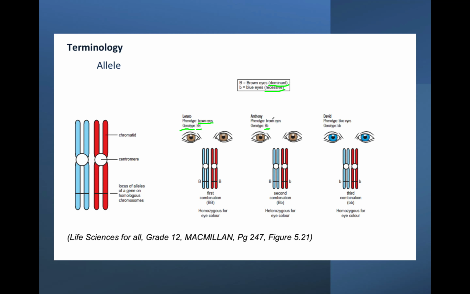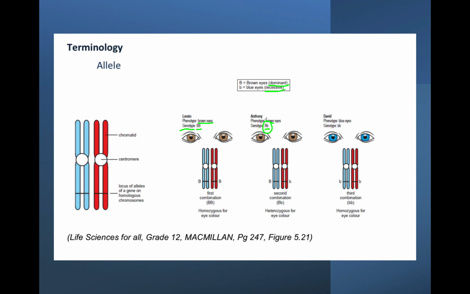Example, let's look at this gene coding here for brown eyes. Now the gene coding for brown eyes, capital B, is present in Anthony. And the gene coding for blue eyes, which is small b, is also present in Anthony. But when I am looking at Anthony, what do I see? I see brown eyes. So what happened?